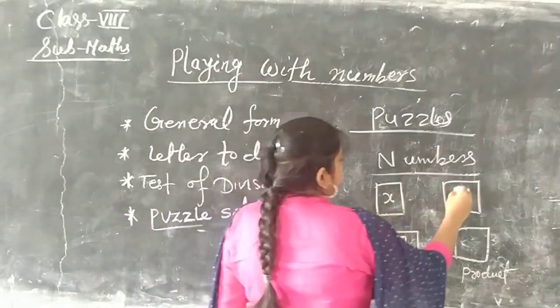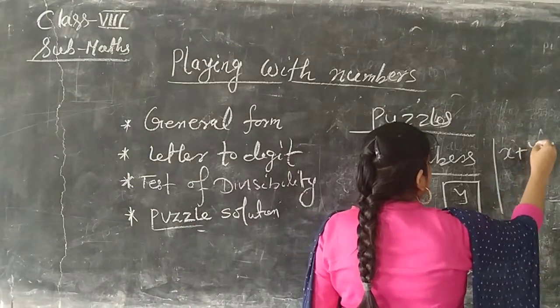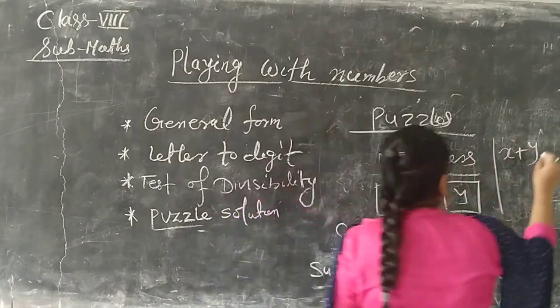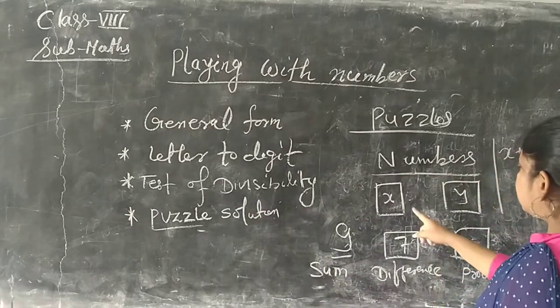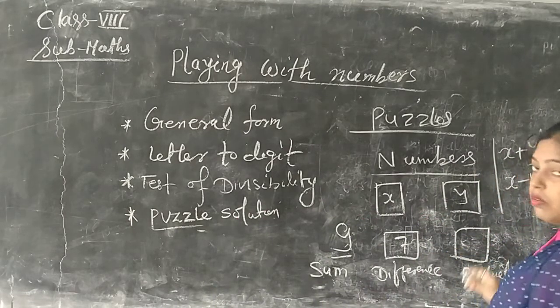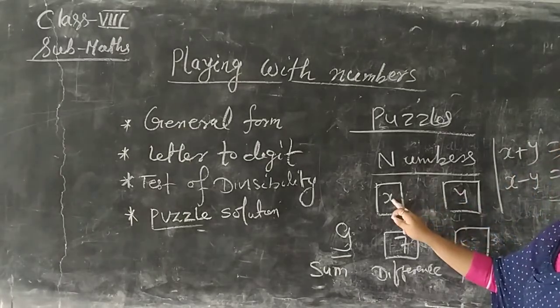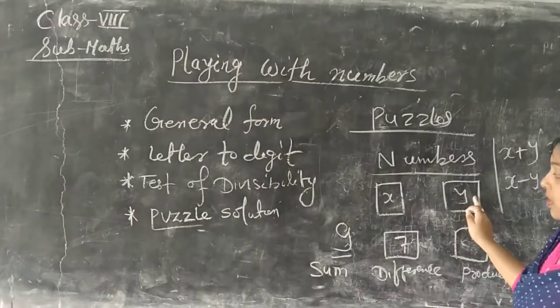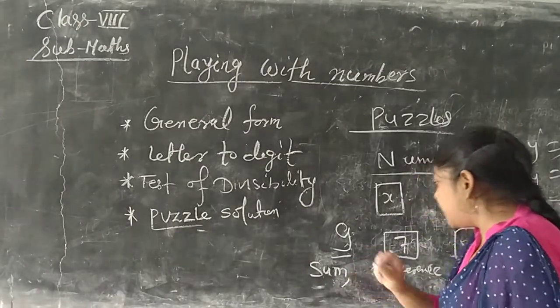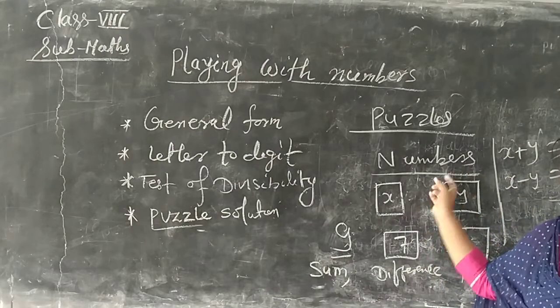Let me explain. There is x and y. So x plus y, their sum, is 9, and their difference x minus y is equal to 7. Let the numbers be x and y. So x plus y, the sum, is 9. x minus y is equal to 7. How can we find the values of these numbers?